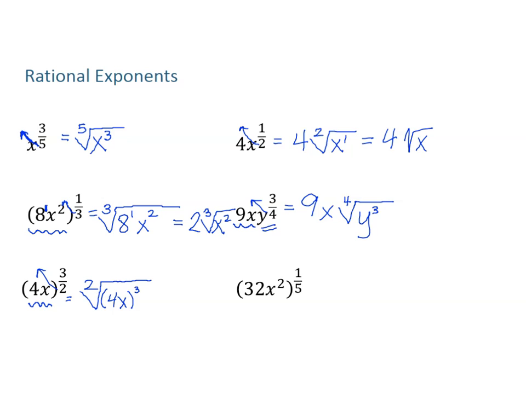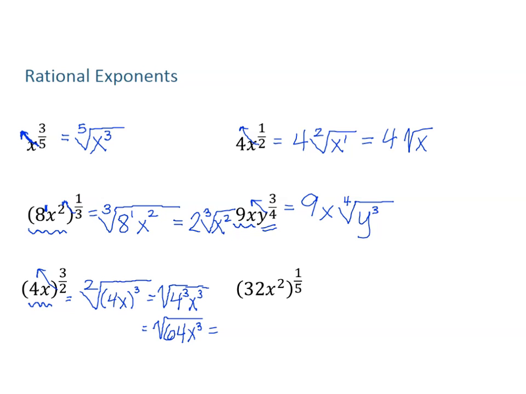All right, can we do anything with that? Well, let's take a closer look. This would be the same thing as the square root of 4 to the 3rd and x to the 3rd, right? Because both of these are being raised to the 3rd power. 4 to the 3rd, 4 times 4 is 16. 16 times 4 is 64. So we get the square root of 64x cubed.